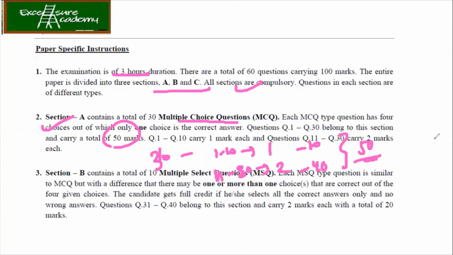Whereas section B has multiple select questions. What does it mean? It's not necessary that only one option will be correct; more than one option can be correct, so you need to select all the correct answers. Here questions 31 to 40 carry 2 marks each, so a total of 20 marks.